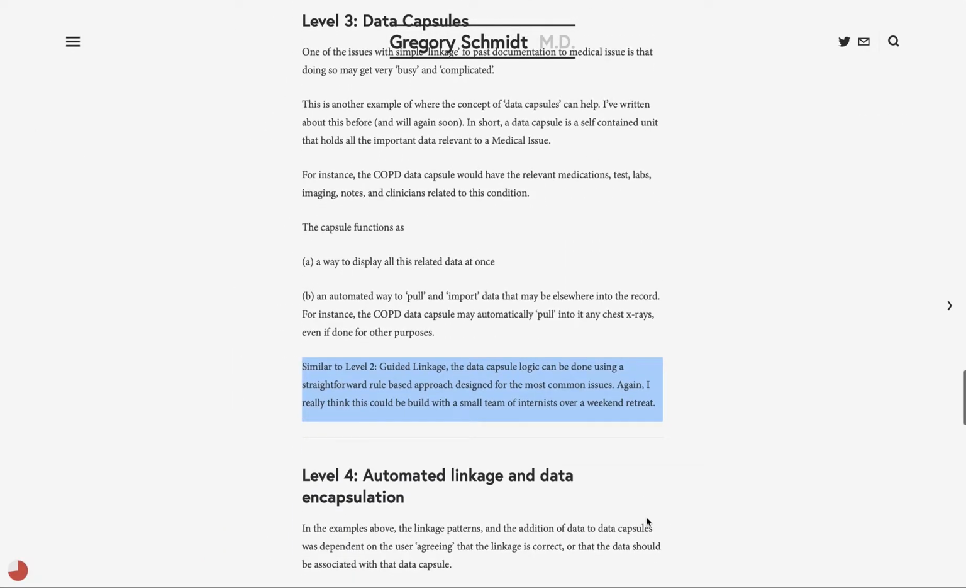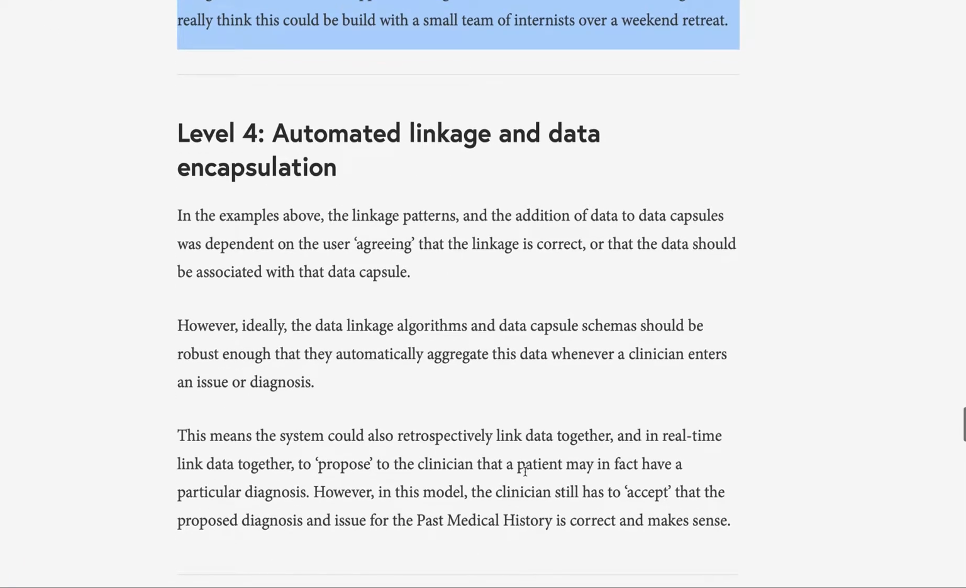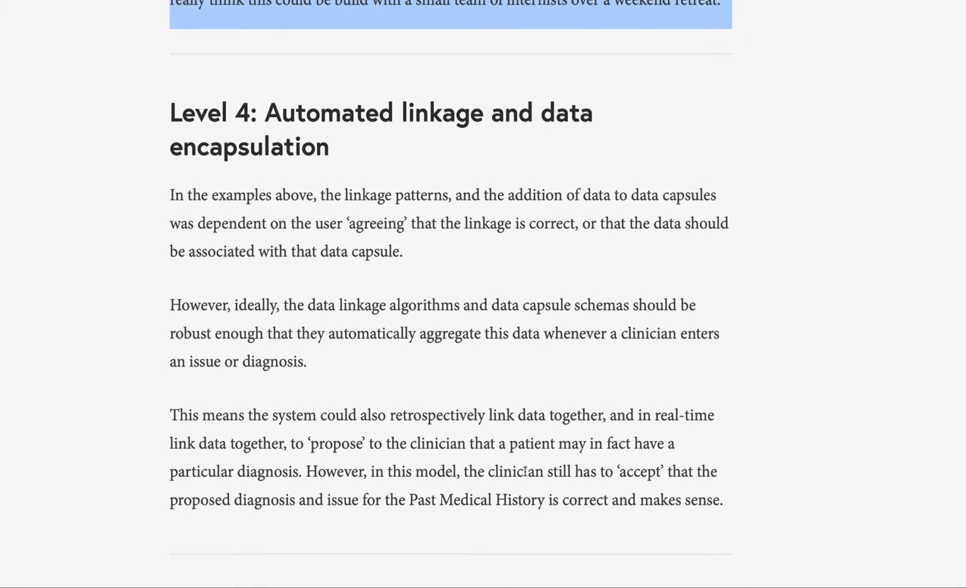We'll move on to the 4th level now, which is automated linkage and automated data capsules. In this case, that linkage pattern between issues entered into the medical history and the associated documents, or between an issue and the associated data capsule, the actual data brought into those linkage or data capsules happens in a completely automated process. Whereas in the previous step, in level 3, the physician would have to confirm that they want to associate the data with the issue.